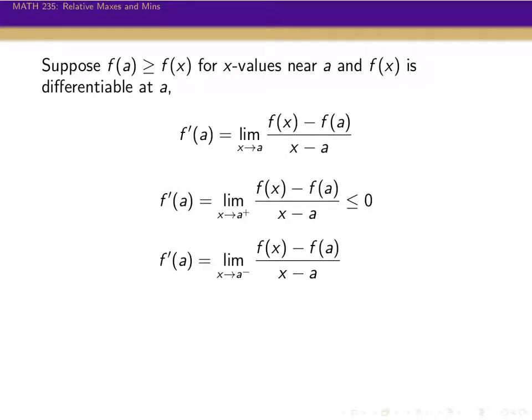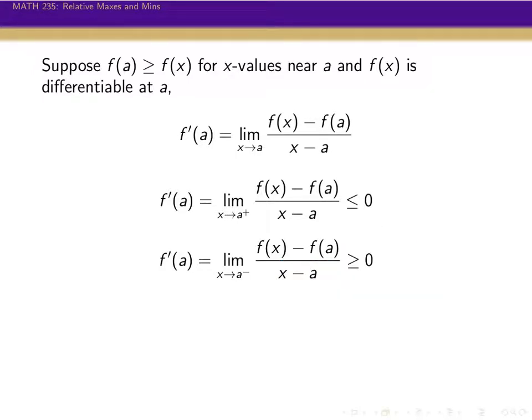However, when we look at the left side, the value of this limit still has to equal the value of the derivative. And f of x minus f of a still has to be less than or equal to 0. But now the bottom, x minus a, since x is to the left of a, x is smaller than a. And so now the bottom has to be negative as well. And so we have a negative number divided by a negative number. And so in this case, this is saying that the value of the derivative has to be at least 0. So it has to be greater than or equal to 0.